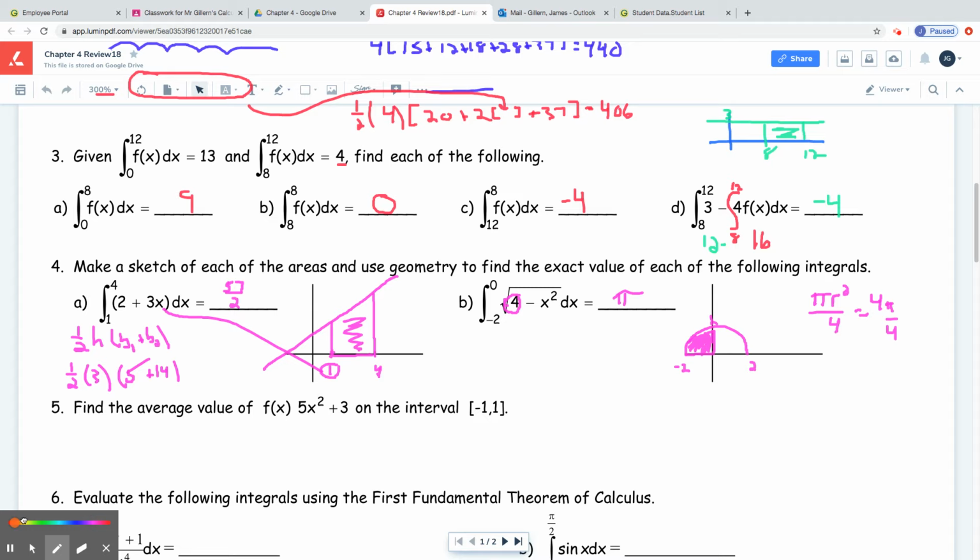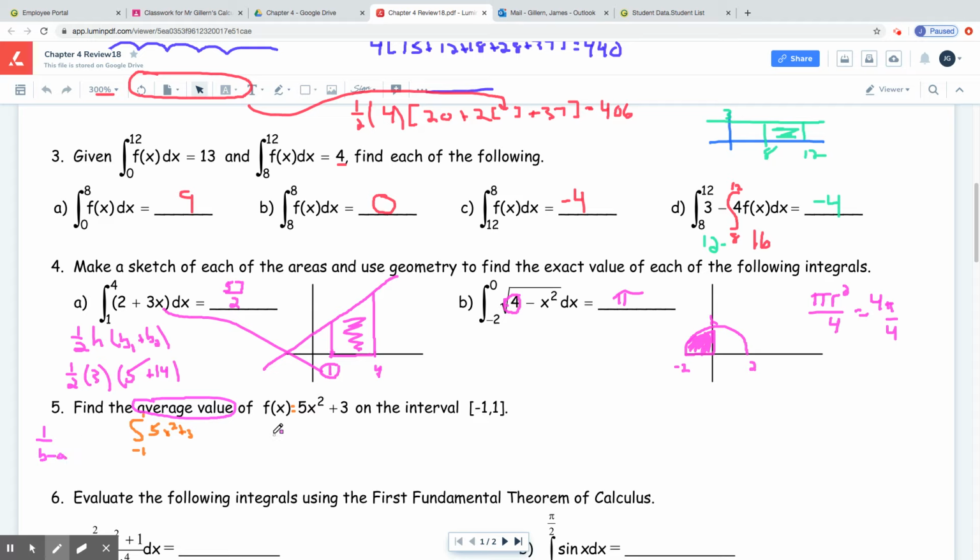All right, 5. Finding the average value of, missing an equal sign, f of x is 5x squared plus 3 on an interval of negative 1 to 1. All right, so what we are doing is we are doing the integral from negative 1 to 1 of 5x squared plus 3. And the average value, this means, after we evaluate this integral, we're going to multiply the answer by 1 over b minus a, whatever that is, okay?